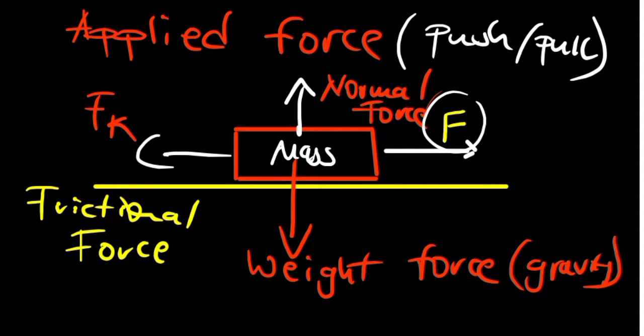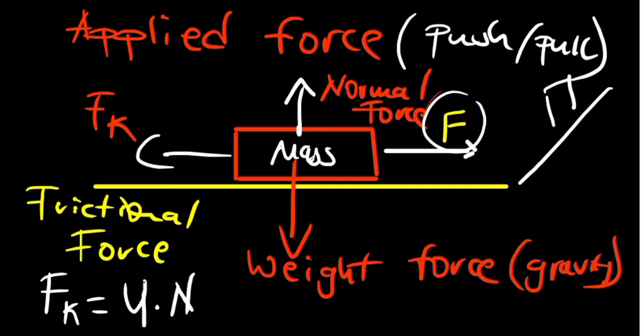And the friction force is dependent on the normal force. The friction force is given as the coefficient of friction multiplied by the normal force of that object. We'll get to understand that we have different normal forces depending on what you're talking about. The normal force of an object on level ground is different from the normal force of an object on an incline. We'll get to talk about all those different situations.